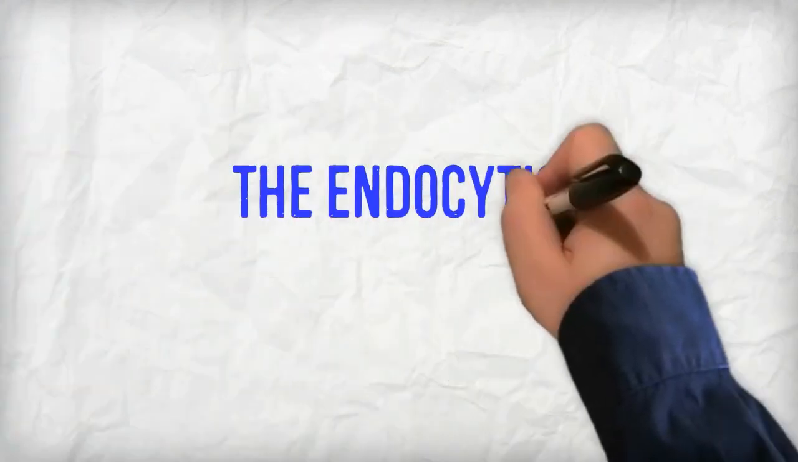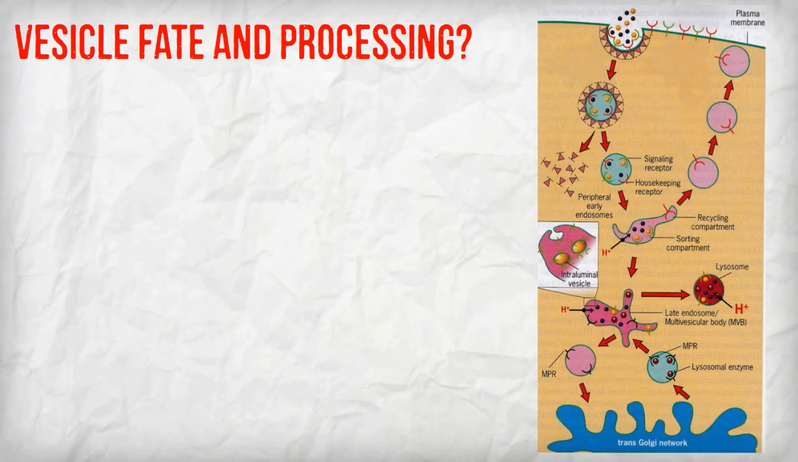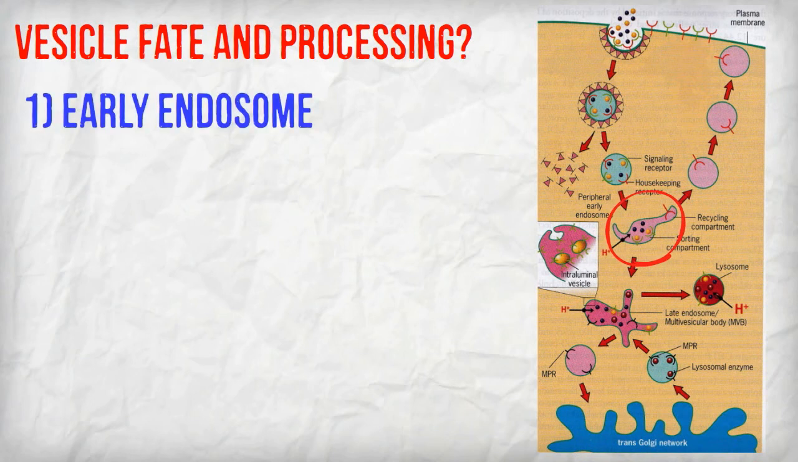The endocytic pathway. Once molecules have been internalised by the cell, they pass through a distinct endocytic pathway. Molecules are first delivered to the early endosomes. Here they undergo efficient sorting. For example, the high H+ concentration within allows for ligand dissociation from housekeeping receptors.